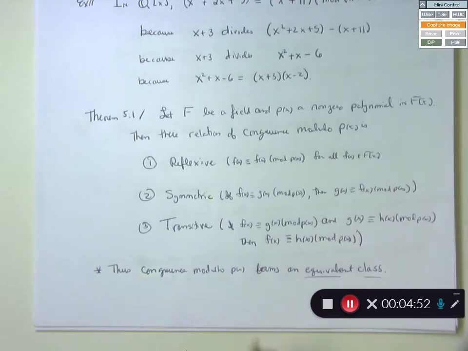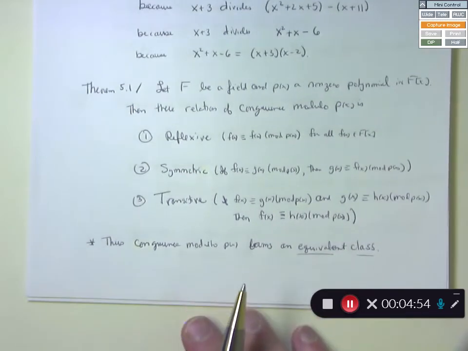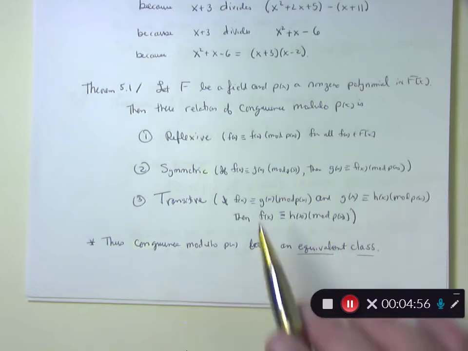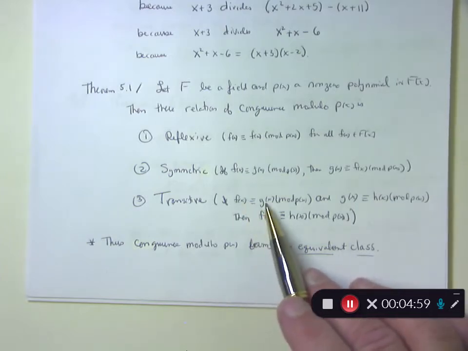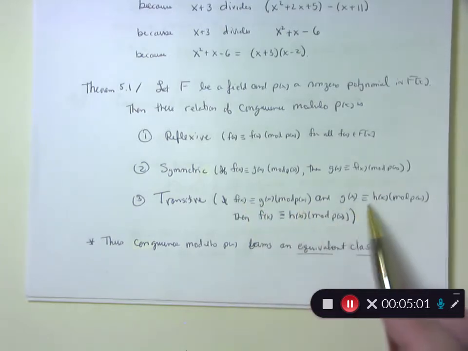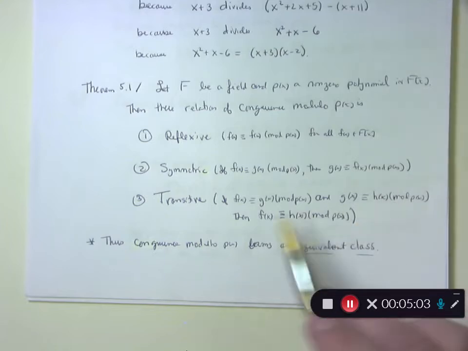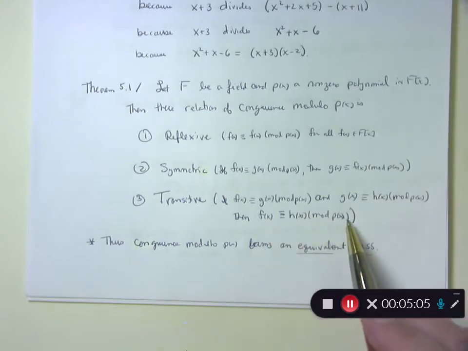And of course, to make a congruence class, you have to have the transitive property, which means this. If f of x is congruent to g of x mod p of x, and g of x is congruent to h of x mod p of x, then f of x is going to be congruent to h of x mod p of x.